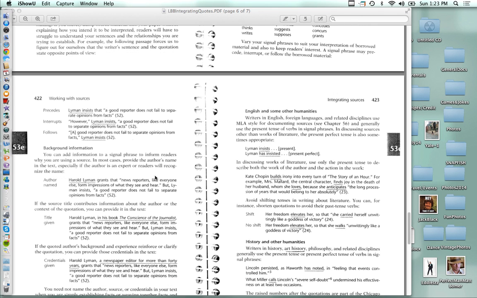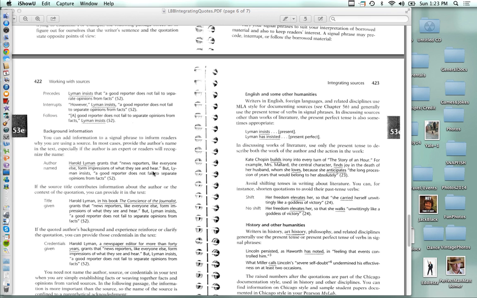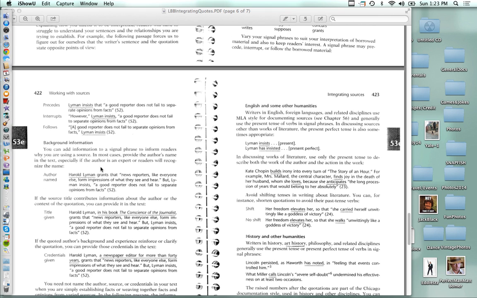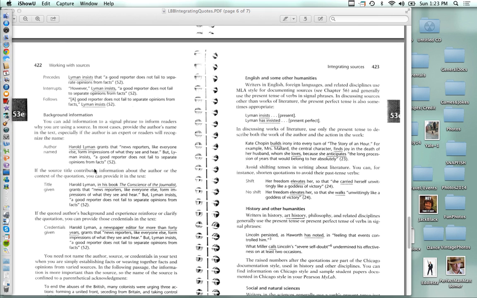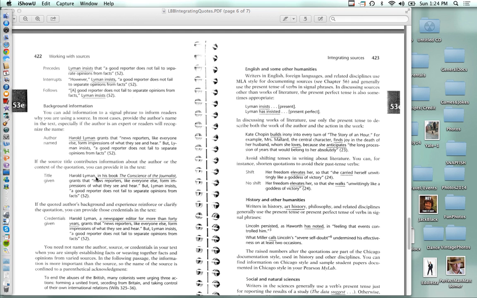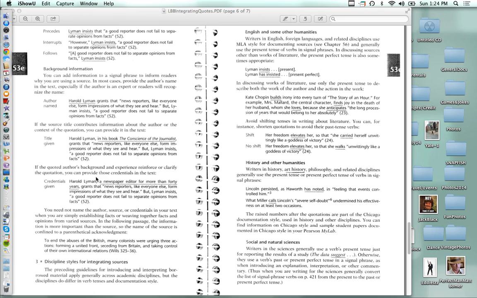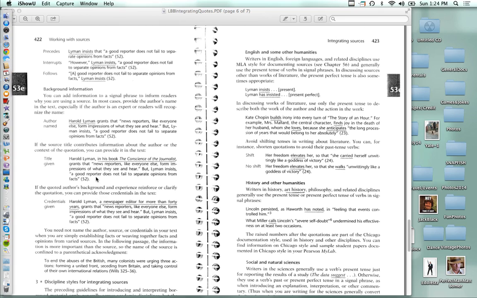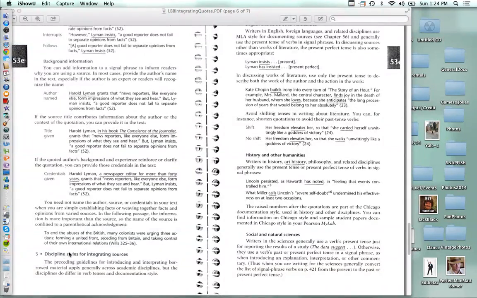Okay. Another principle I want you guys to get from this is learn how to integrate direct quotes into your own sentences so that you have these signal phrases. Don't just dump them in there whole. You need to integrate quotes into your own sentences. That's very important. Let's see, what else do I want to say about this? Oh yeah, discipline styles for integrating sources.